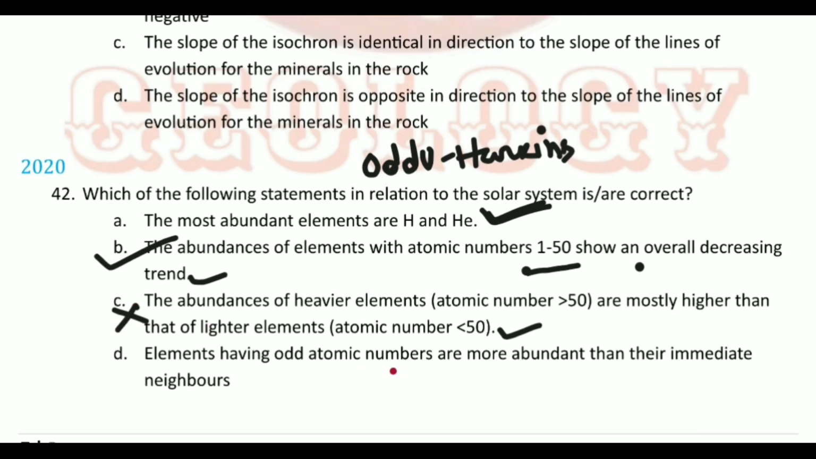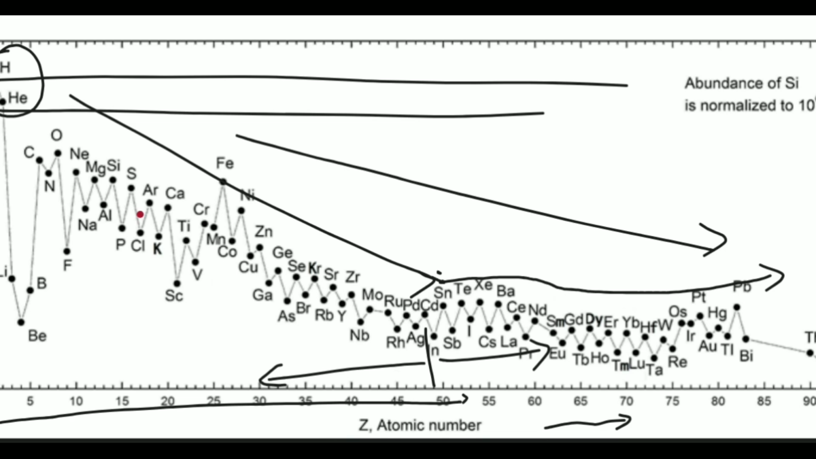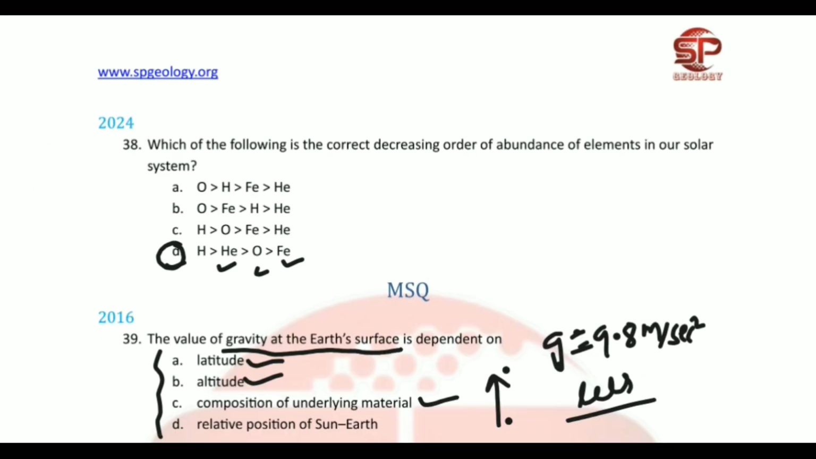Then elements having odd atomic numbers are more abundant than their immediate neighbors. This is also incorrect. Elements having even atomic numbers are more abundant than their immediate neighbors. See, carbon is an even atomic number, 6, and it is more abundant than nitrogen. Then oxygen, 8, is more abundant than fluorine. So even atomic numbers are more abundant than odd. It is also called the odd-even rule of Oddo-Harkins. So the answer will be A and B.